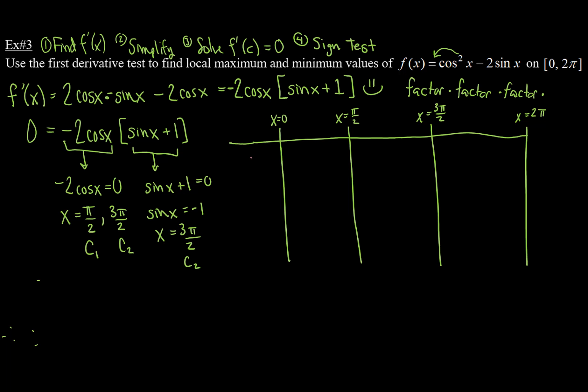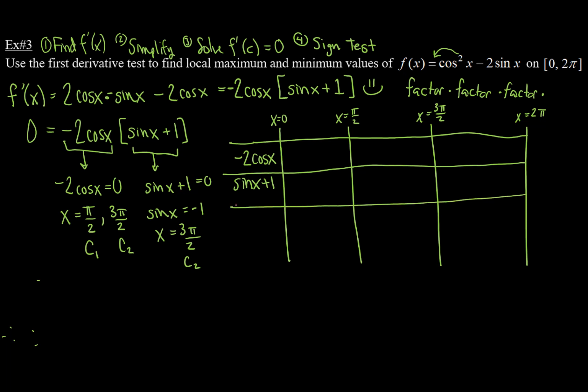And then I'm looking here at my functions, right? So I've got my factors of my -2 cosine of x. You can write those separately. It's up to you. And then sine of x plus 1. And I'm going to plug those in and look at the cumulative effect.